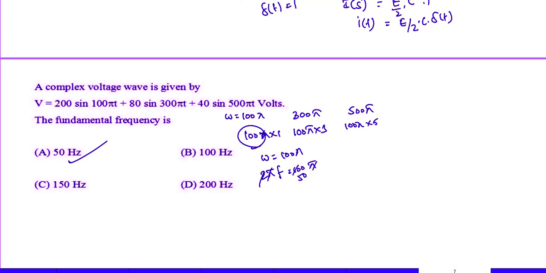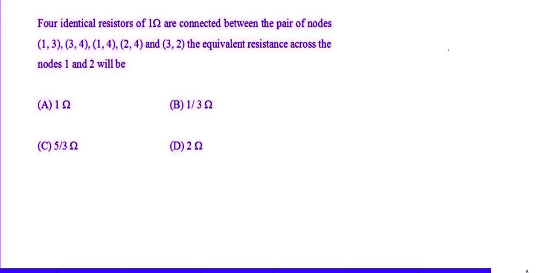Next question. In the question, four identical resistors are connected between pairs of nodes. So first of all, which one is connected? I am taking this and finding the equivalent resistance across 1 and 2. So first I take point 1. Okay, so this is point 1. Which one is connected to 1? 3. Let me take this as 3. So 1 ohm, so 1 and 3 are connected. After that 1 3, 1 4.